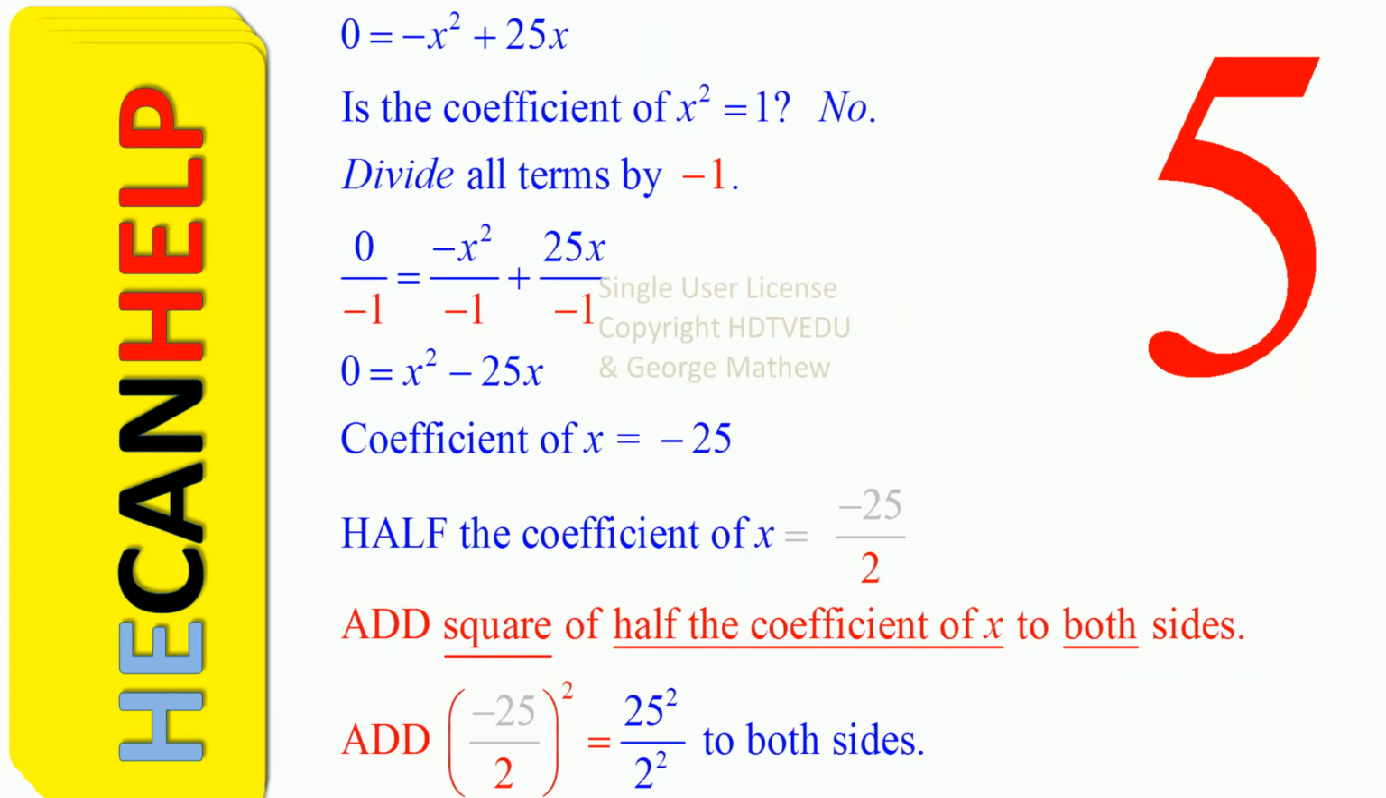Let us look at everything we did. 0 equals negative x squared plus 25x. Is the coefficient of x squared 1? No. So what do we do? Divide throughout by negative 1, negative 1, negative 1. So you get 0 equals x squared minus 25x. What is the coefficient of x? Negative 25. Half the coefficient of x? Negative 25 divided by 2. Add the square of half the coefficient of x to both sides. So you add the square of negative 25 over 2, which is the same as 25 squared over 2 squared. So we add that to both sides.